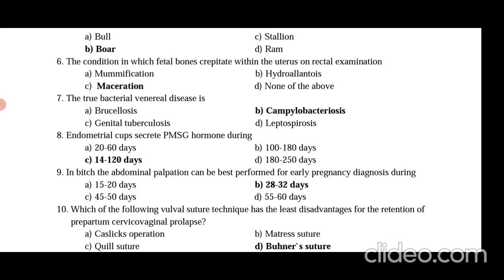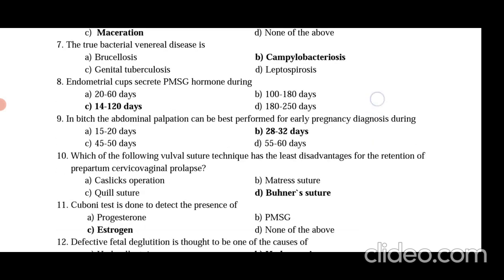Endometrial cups secrete pregnant mare serum gonadotropin hormone during 14 to 120 days, meaning half a month to 4 months, in horses. Abdominal palpation can be best performed for early pregnancy diagnosis during the first month, at 28 to 32 days.